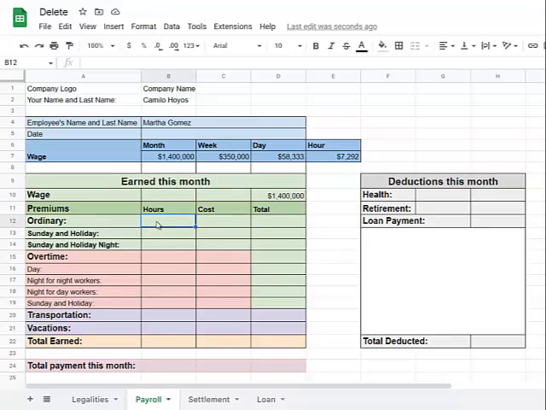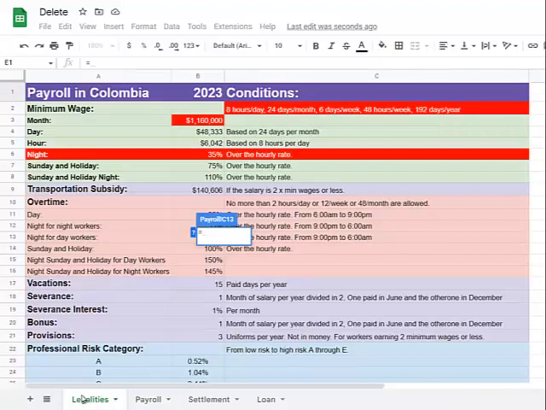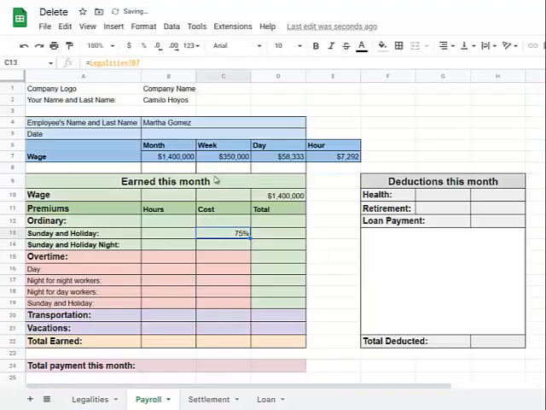Now let's go to hours. Right here, we're going to fill this one up later, right? We're just going to go here with the cost or the percentages of the premiums. So Sundays and holidays. For this one, I just have to go equals, and then I go back to legalities and fill it in with Sundays and holidays ordinary hours. Let's go to legalities. Sundays and holidays is right here, 75%.